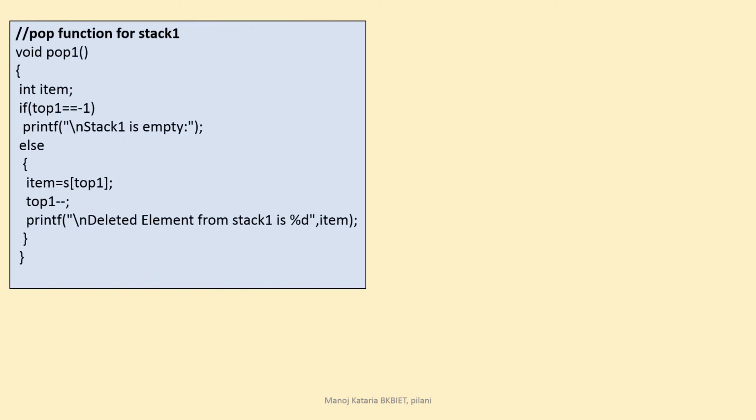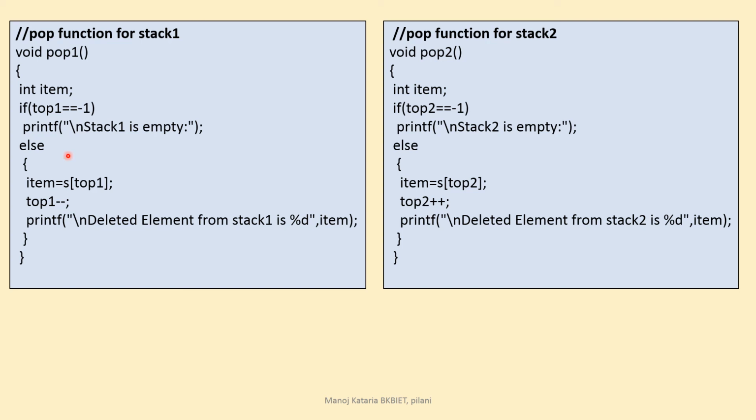After the push operation, the next is the pop operation. Two functions are there: pop 1 for stack 1 and pop 2 for stack 2. These two functions do not return any value, and we never pass any argument inside them because every time we delete the top element from either stack 2 or stack 1. First of all we check if top 1 equals minus 1, then we can say that stack 1 is empty, meaning an underflow situation. Similarly we check top 2; if it is equal to minus 1, then we can say that stack 2 is empty. If stack 1 is not empty, then we access the top element from the stack.